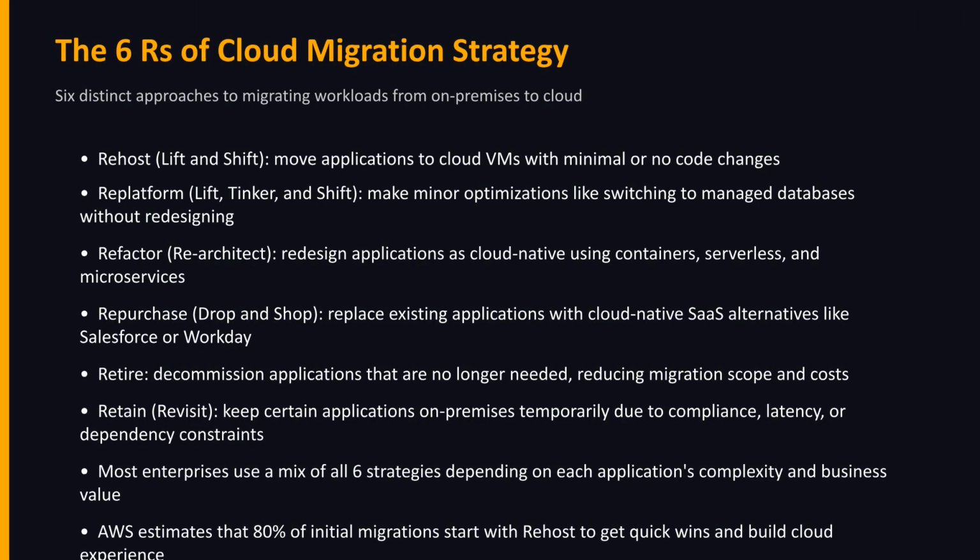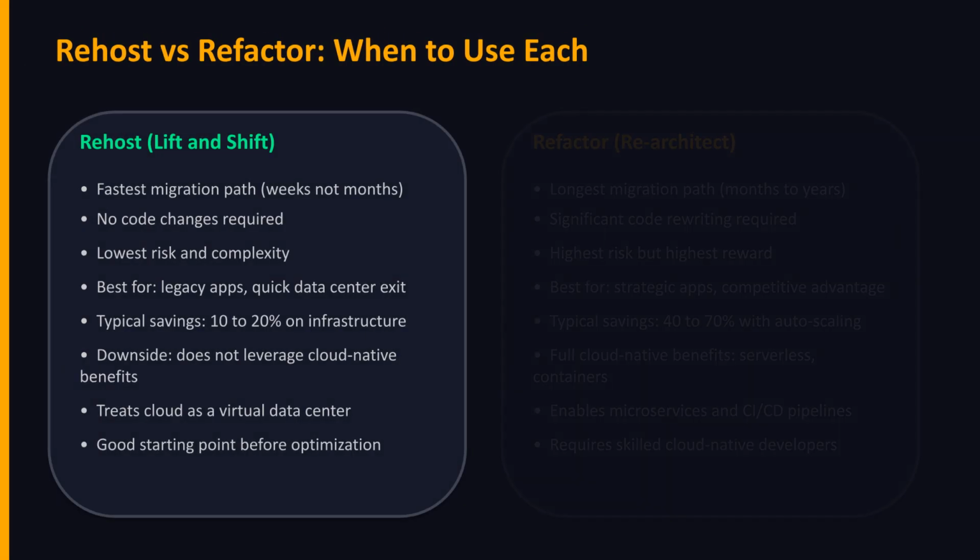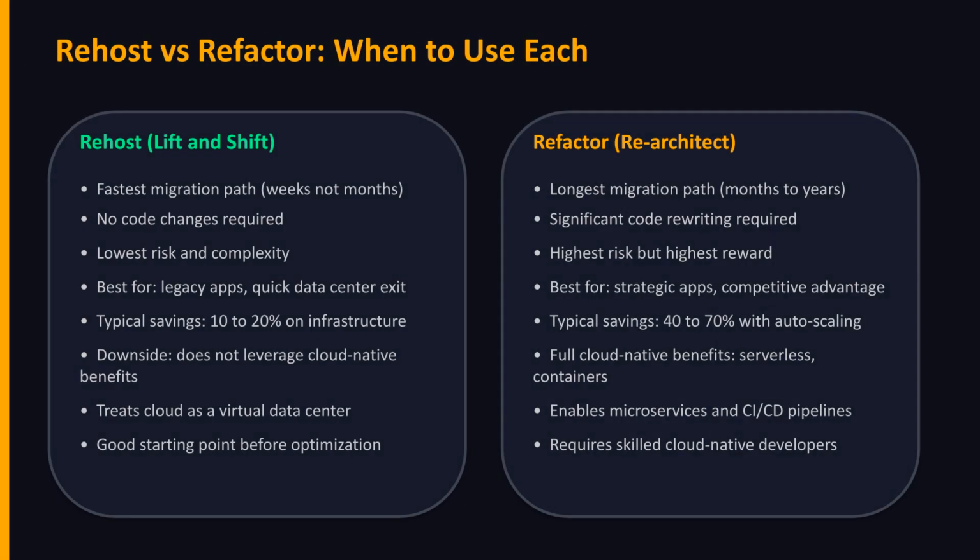We use the 6 R's of migration to categorize our strategy: Rehost, Replatform, Refactor, Repurchase, Retire, and Retain. Most enterprises use a mix of these strategies. Rehosting is often the best way to start, as it provides quick wins and helps your team build essential cloud experience. When deciding between Rehost and Refactor, consider your timeline and goals.